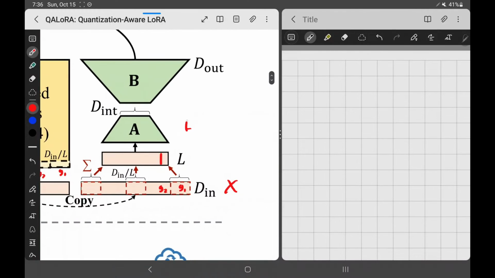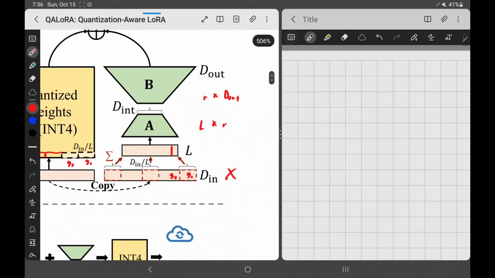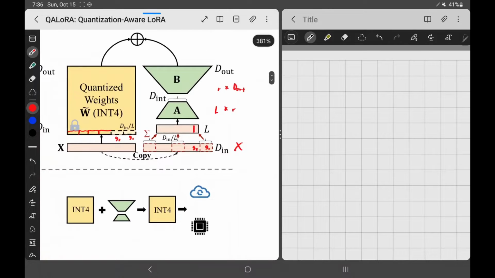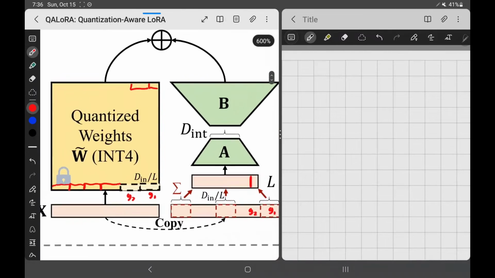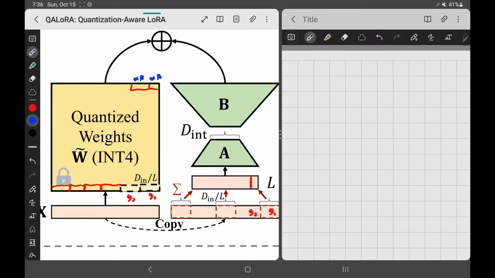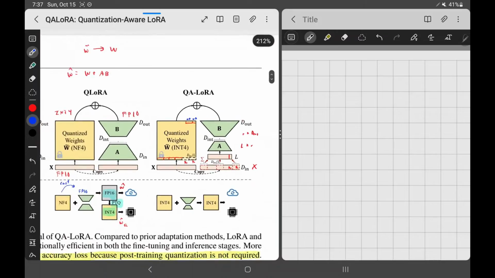And now your A matrix is no longer D in by R. They call it D int. It is now L by R. D out stays the same, or B stays the same, so it's R by D out, your out dimensionality, or D int, depending on what paper you're reading, or how you want to look at the notation. So this allows you to make a smaller A matrix as well, which is a bonus, but that's not the main reason they do this. Basically, you're grouping your W, and you're going to have an alpha and beta for each group. So you have an alpha, a beta, you have an alpha, a beta, and this can unquantize each group independently of each other. So you're only quantizing groups of W, not the entire W with a single alpha and beta. So that's the first thing.